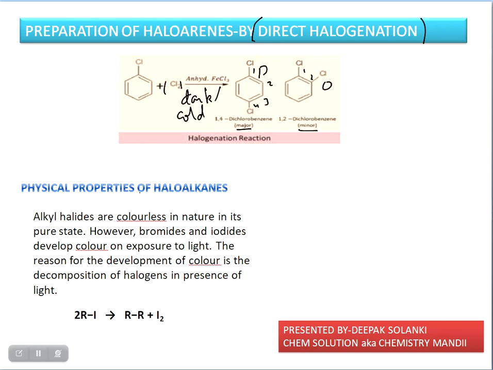Second one is the physical properties of haloalkanes and haloarenes. It is very important. They are colorless in pure state, however bromides and iodides develop color on exposure to light because they decompose, they break down. You can see RI decomposes like this. The reaction also happens with RBr, giving R-R plus Br2. This is the decomposition of haloalkanes in the presence of light.